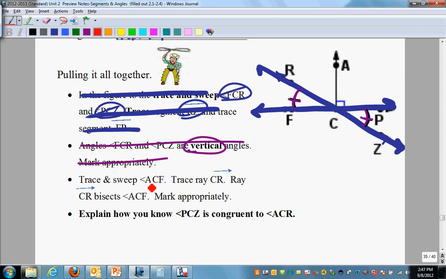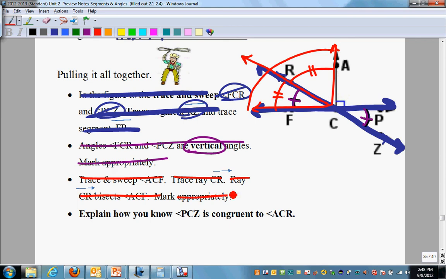We're going to trace and sweep ACF, trace CR. Ray CR bisects ACF, mark appropriately. So we trace angle ACF. So here's ACF, trace and sweep, trace CR. Ray CR bisects ACF, so it cuts this angle in half. Notice this is the second thing that's cut in half or congruent, so I have a set and sets.